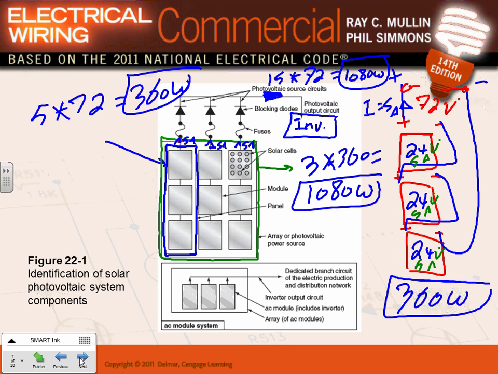I want to bring to your attention, each one of these is called a string. So how many strings do I have? 1, 2, 3 strings. A string is 2 wires coming out of a channel. Then when you tie the positive to the positive, the negative to the negative, that becomes your string 1. This is string 1, string 2, string 3.